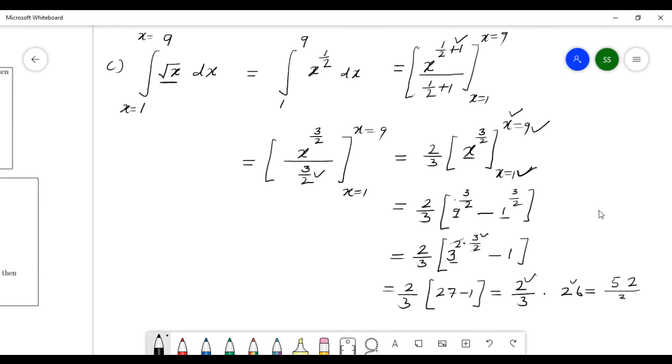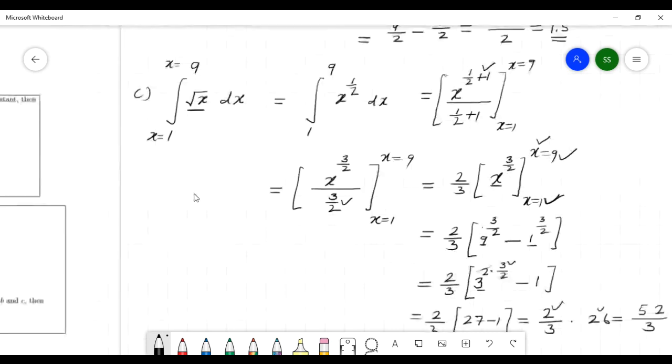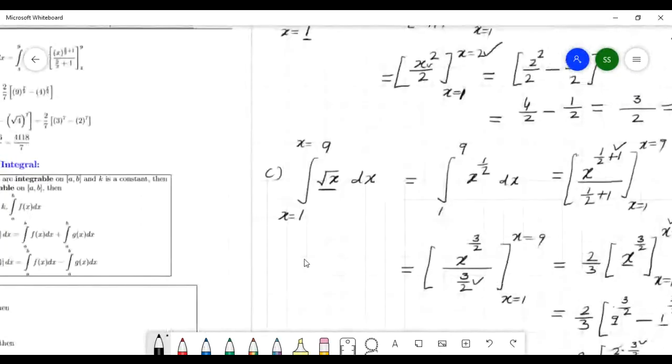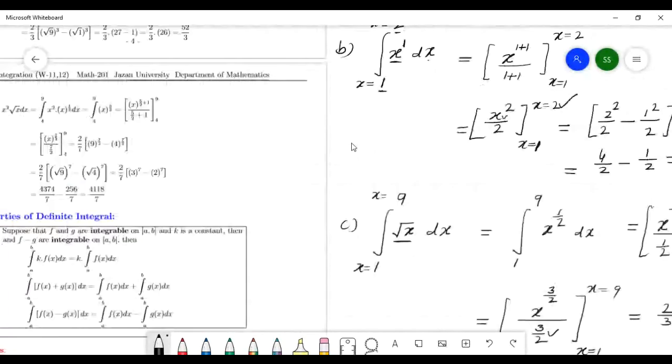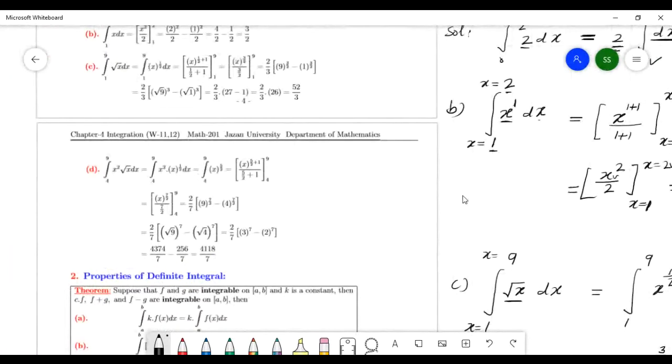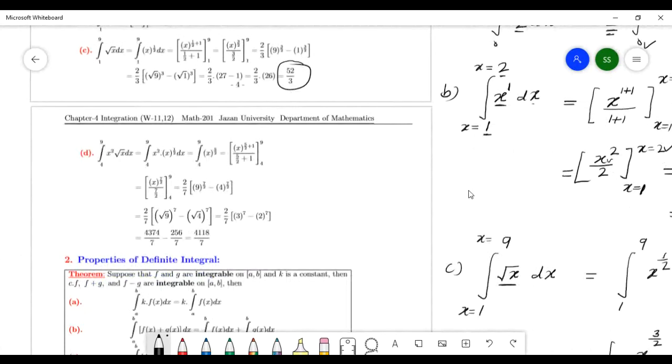52/3. This is 52/3, this one, this area now.